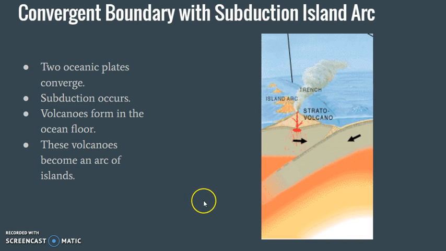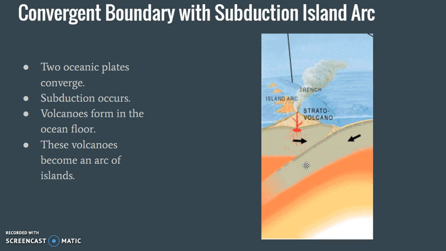The first part we're going to talk about is a convergent boundary with subduction forming an island arc. This is way on the left side of your picture. What you see here is two oceanic plates converging. Even if they're both oceanic, one of them is going to subduct under the other one. One of them is going to be a little more dense, and so it's going to get subducted.